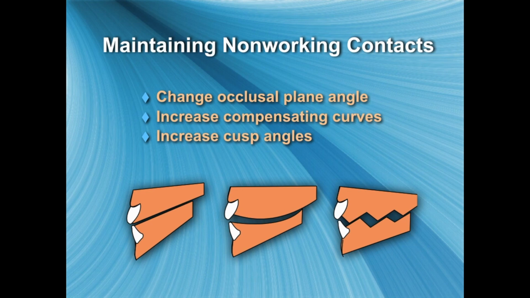There are a number of methods to help us maintain non-working contacts in excursion. One of these is to change the angle of the occlusal plane. The more tendency towards separation of the mandible, the steeper the occlusal plane angle needs to be in order to maintain contact. As dentists, when we set the occlusal plane with our wax rims, we have some control over this. A second technique is to use a compensating curve, so that posterior teeth on a curve tend to maintain a posterior contact in excursions. A last method is to introduce cusp angles, and the steeper the cusp angles, the more contact there will be in the posterior teeth.